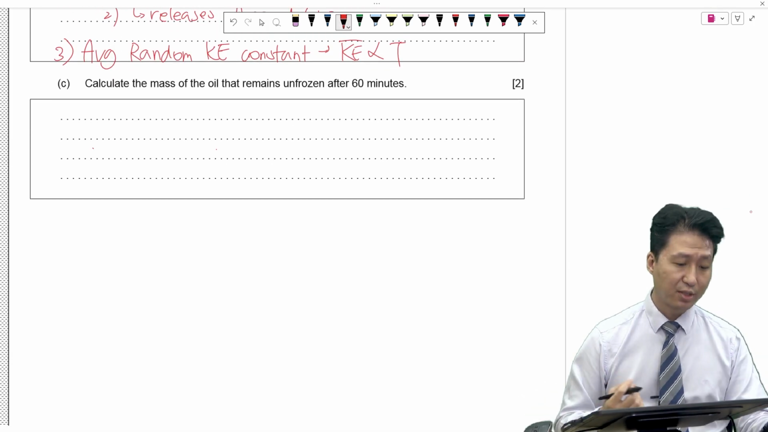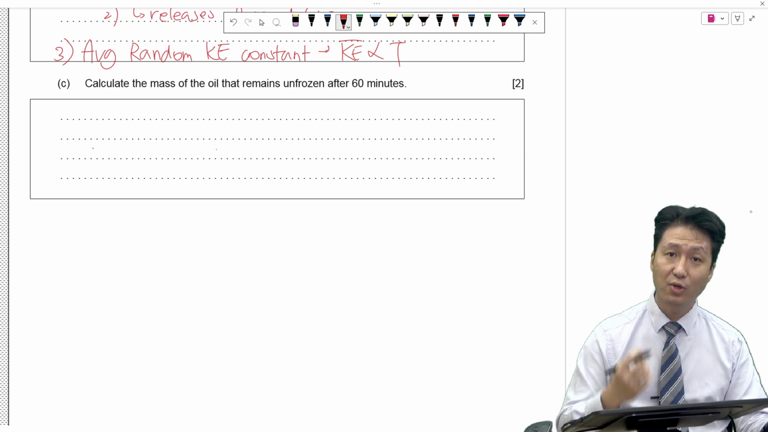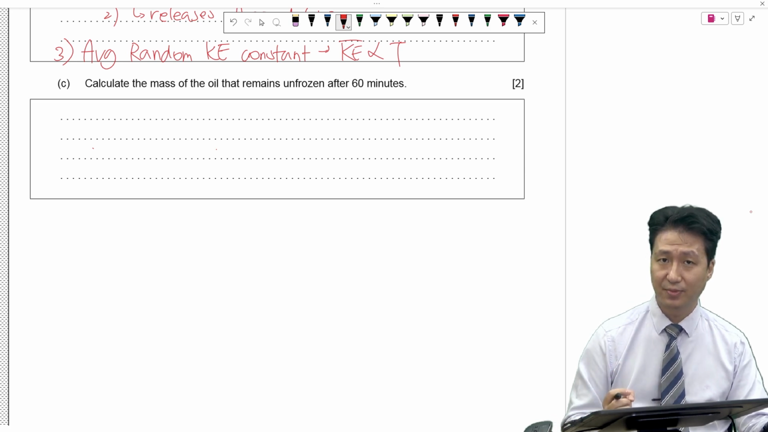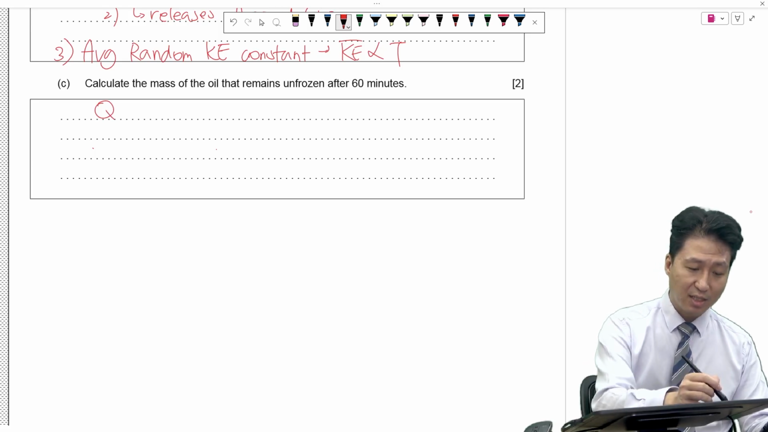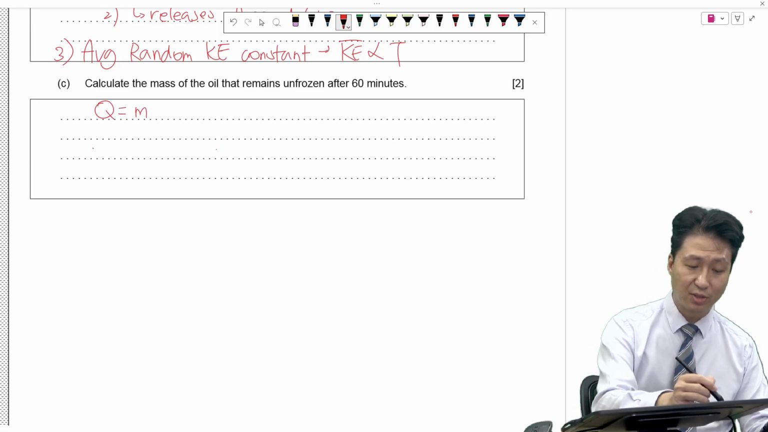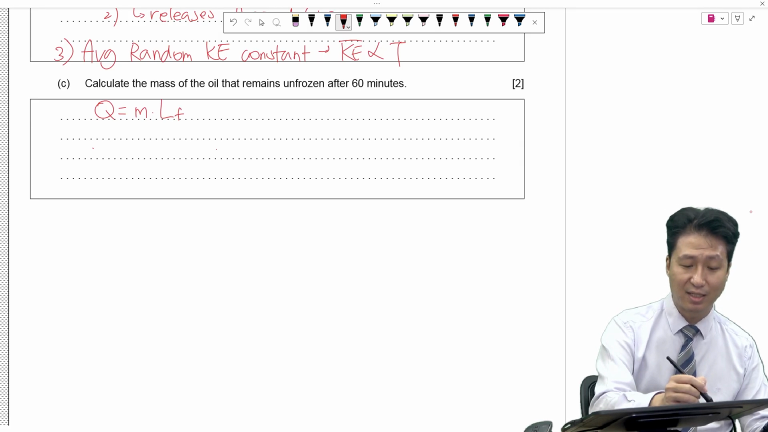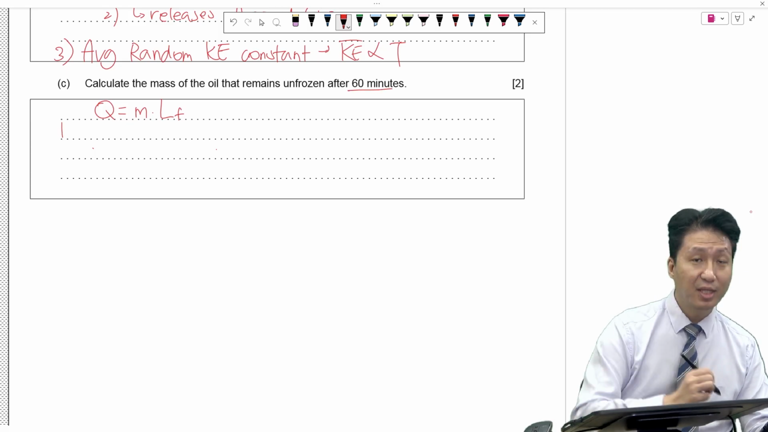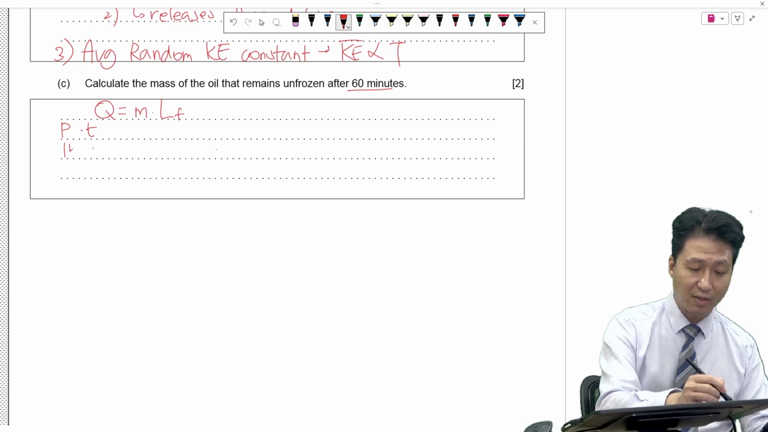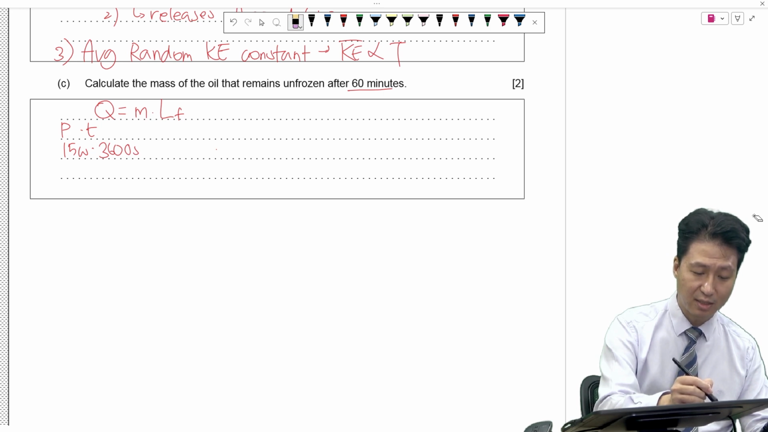In part C of this question, the question asks you to calculate the mass of the oil that remains unfrozen after 60 minutes. In order to calculate the amount of energy needed to change the phase of a substance, we use Q, heat, is equal to the mass of the substance multiplied by the latent heat, in this case specifically latent heat of fusion. So after 60 minutes, the amount of heat removed will be the power times the time, which is 15 watts, times 60 minutes, which is 3,600 seconds.